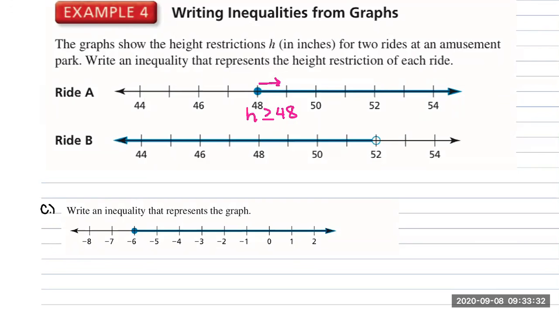So for the ride B, we know that we're dealing with height, so we can write h. The line points to the left, so my sign can point to the left. I have an open circle, so I'm going to just leave the sign the way that it is, no line, and then it's on 52, so just write the 52. So I did these 2 ways. You can do it the same way. You can start backwards and work forward, or you can start to where you're dealing with your variable first and work back. Totally up to you.